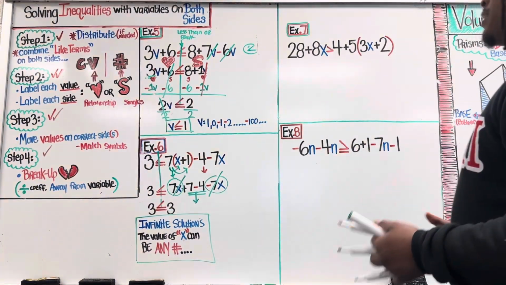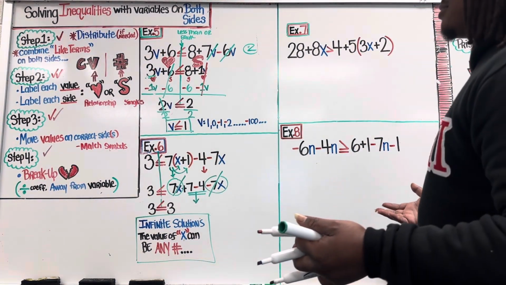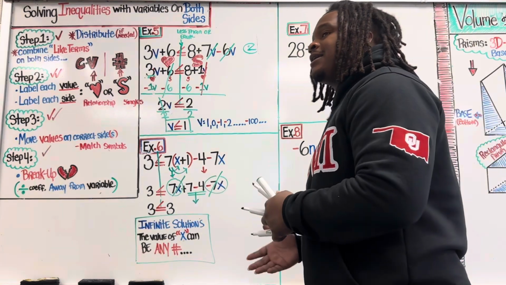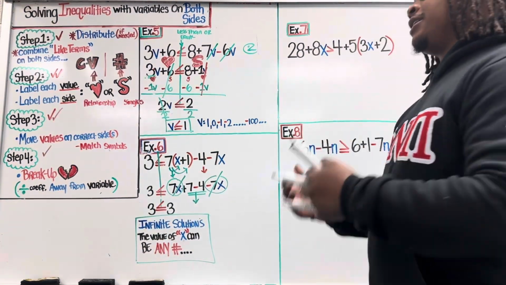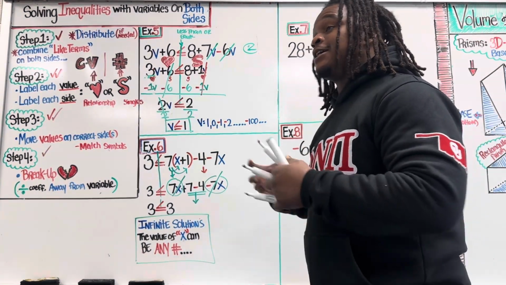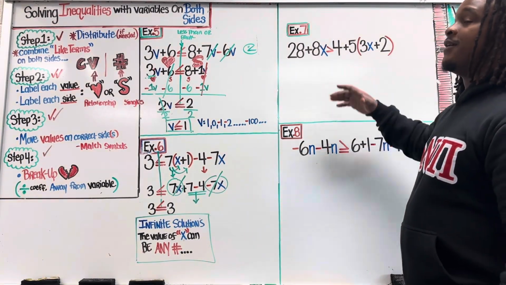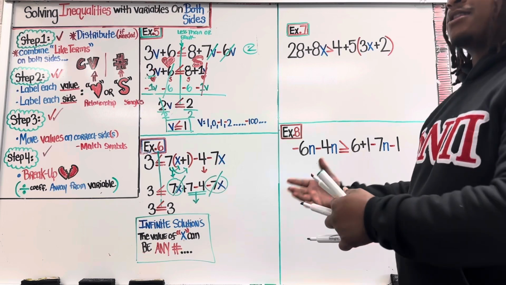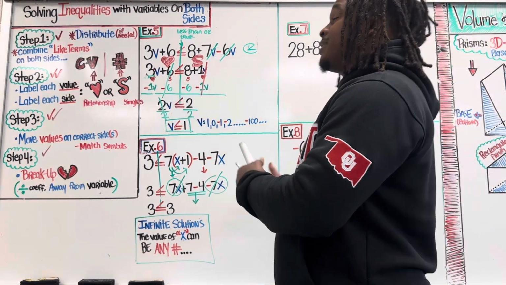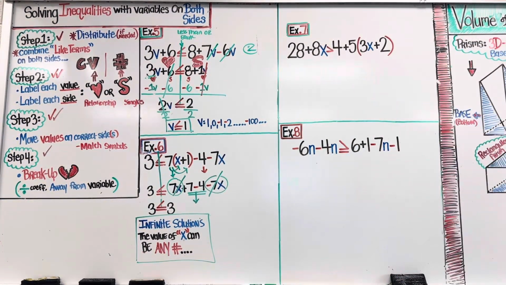That's basically what inequalities are, and that's the difference between an inequality and an equation. An equation shows the one value that the variable equals, while an inequality gives us an array of values that the variable, or the unknown value, can equal. I just wanted to point that out.